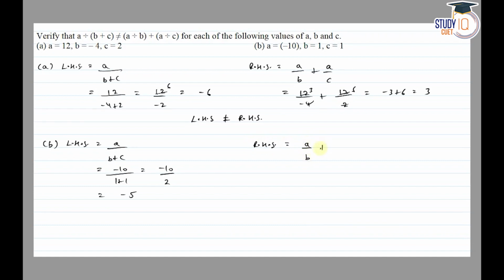And RHS is equal to a upon b plus a upon c. We will put the values. The value of a is -10 upon 1 plus -10 upon 1, which is equal to -10 plus -10, which is equal to -20. So LHS is not equal to RHS. It's verified.